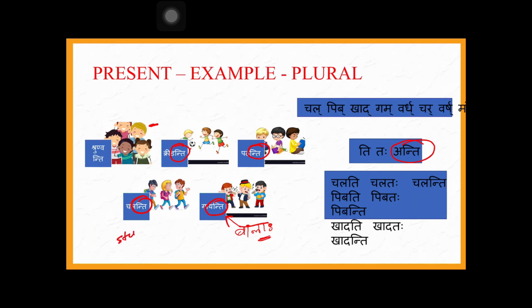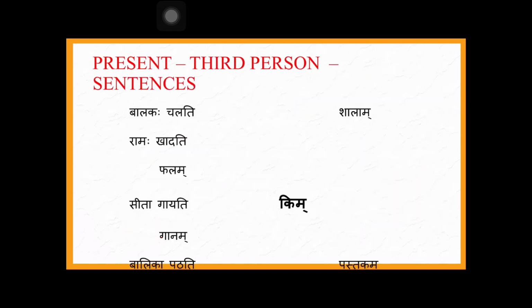Then students. What do you say for students? Chatrah, I should say. Chatrah chalanti. Again, balakah pathanti. Then balakah kridanti. Then chatrah shrunvanti. In that way, the plural form should be used. Okay, this is how we need to make the sentences. Yes, you can see here some of them.